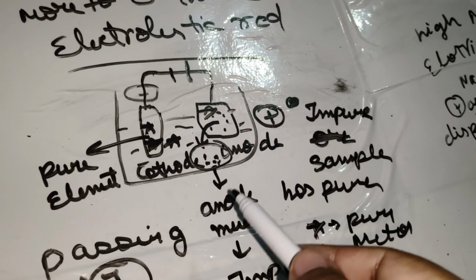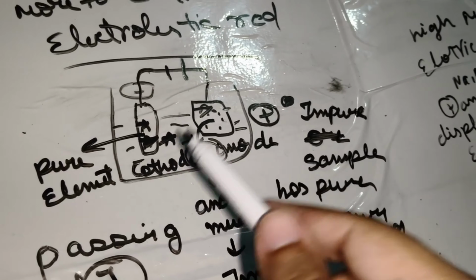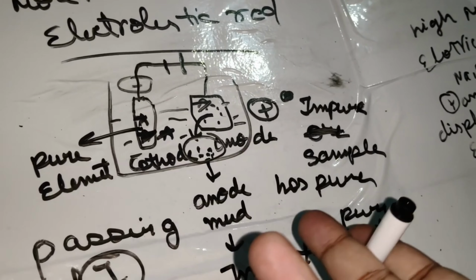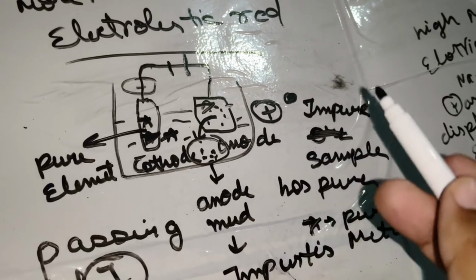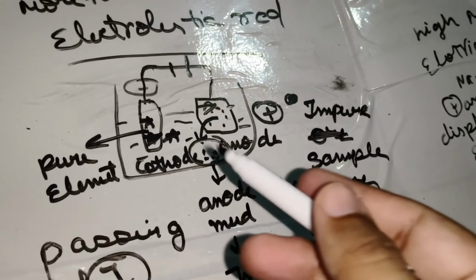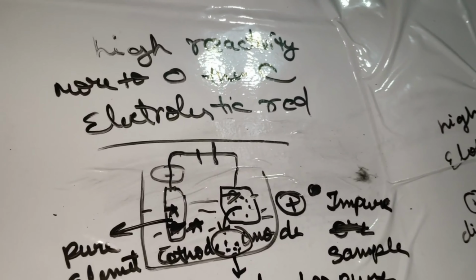The impurity gets dissolved in the solution and forms the anode mud, and the pure element goes to the pure sample at the cathode, which is negative, and the anode is the positive end. At the positive end we apply the impure sample, and at the cathode we apply the pure sample. So for highly reactive elements, as they are more reactive to oxygen than carbon, electrolytic reduction is done.